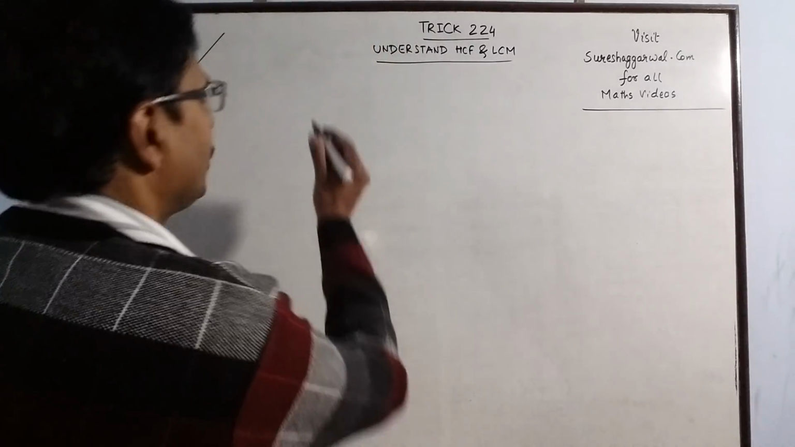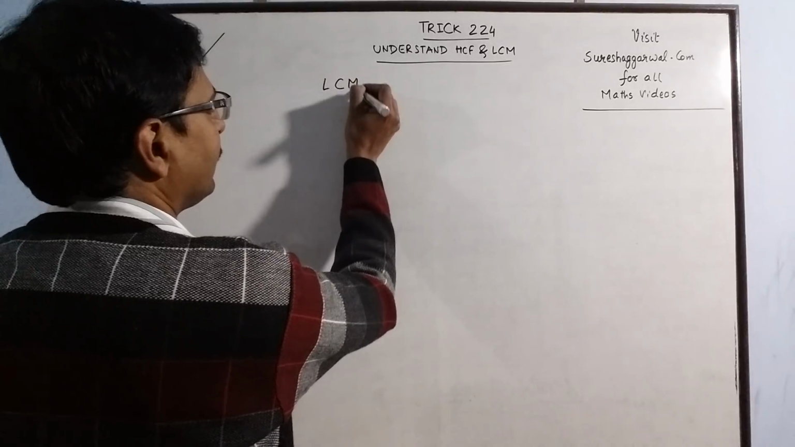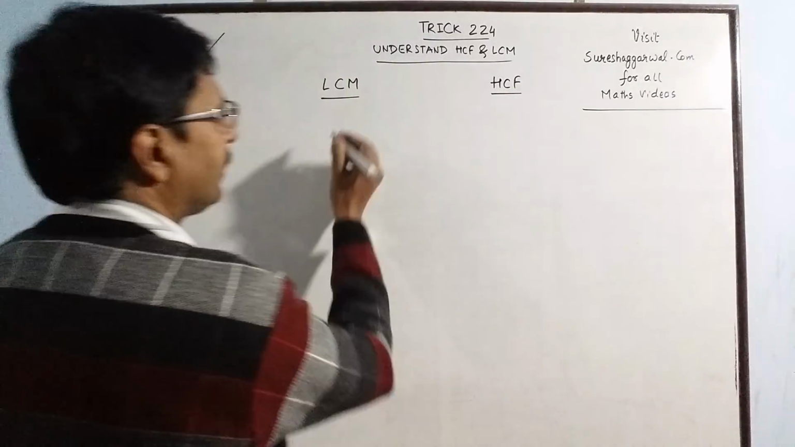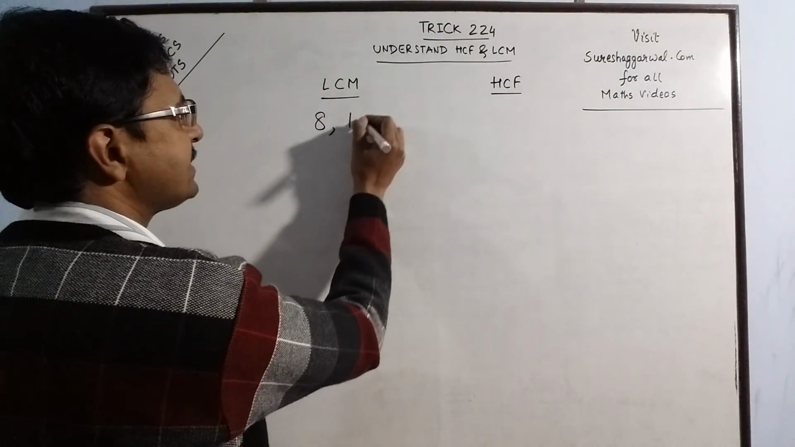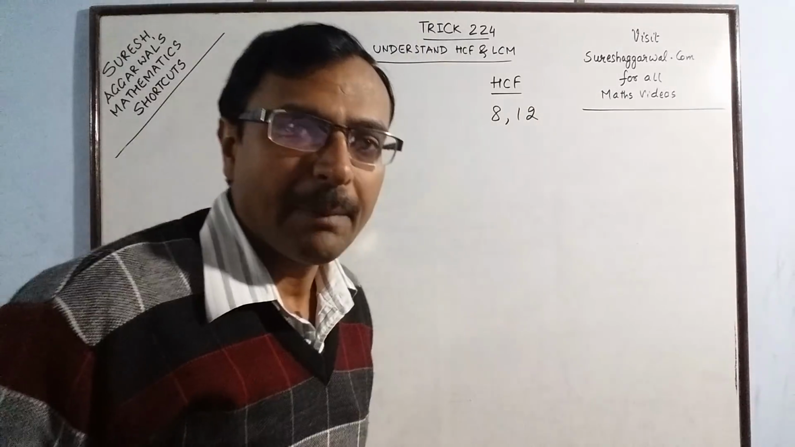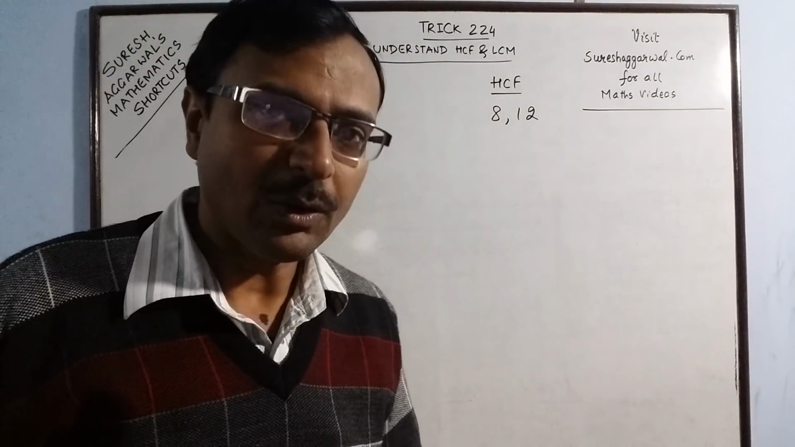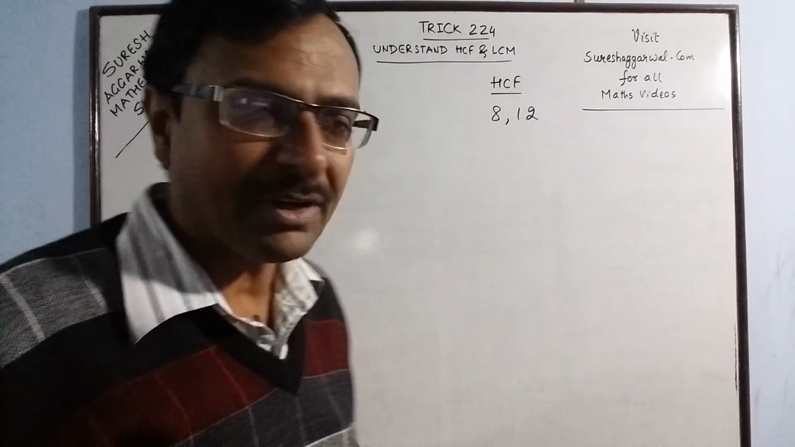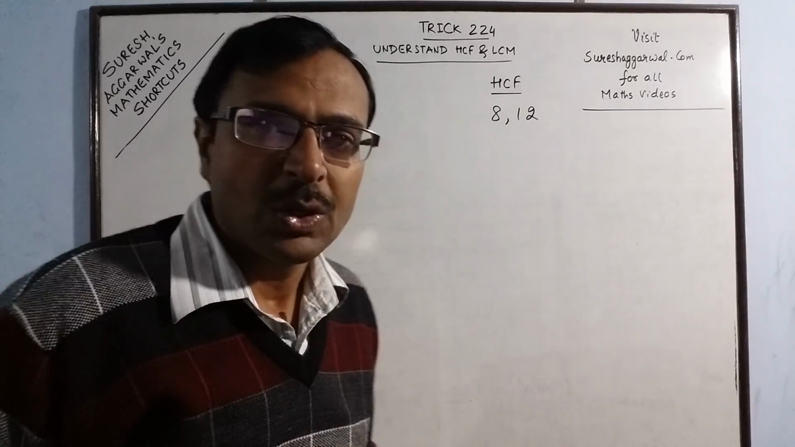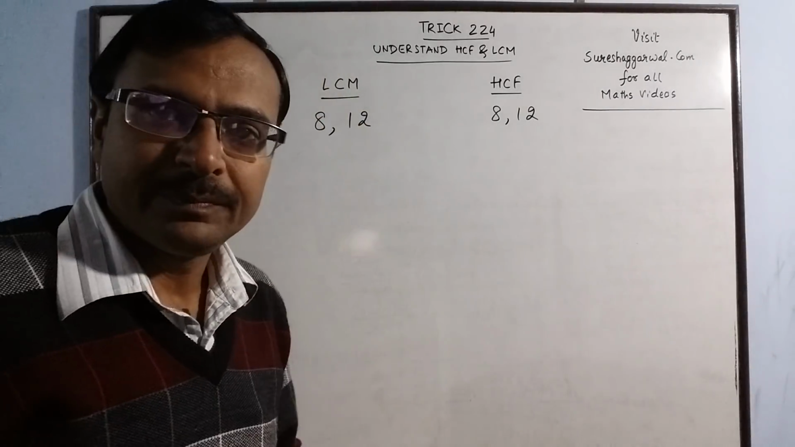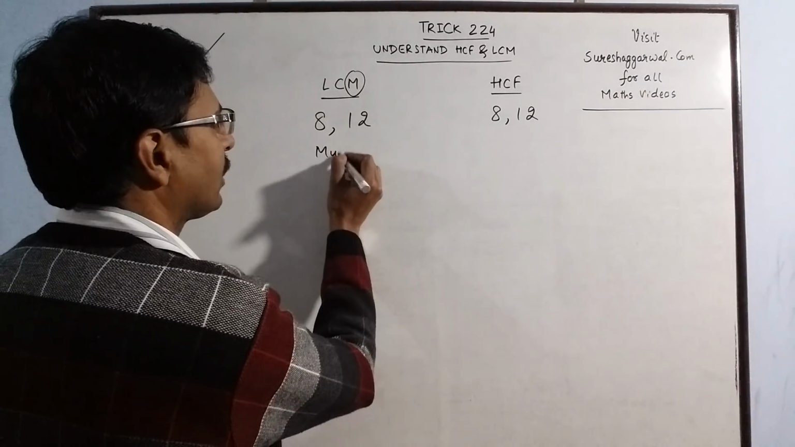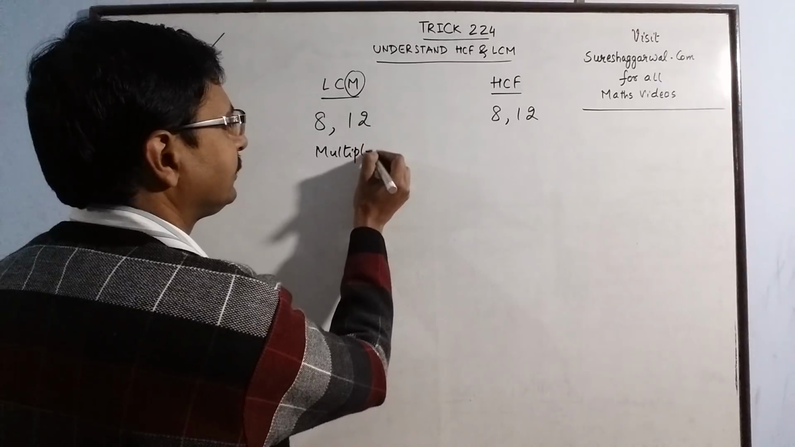Now, to understand this, I will take two numbers and try to find the LCM and HCF of these two numbers by just understanding the meaning of LCM and HCF. Then we can take more examples to understand it in a better way. Now in LCM there is an alphabet M, and M stands for multiples.